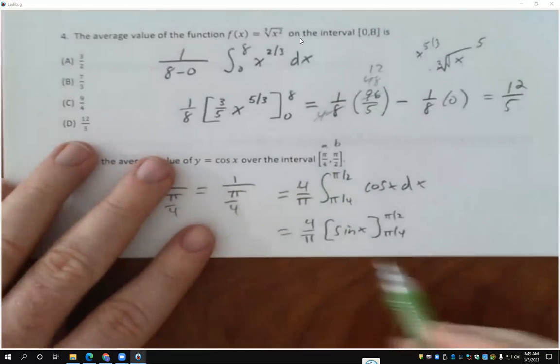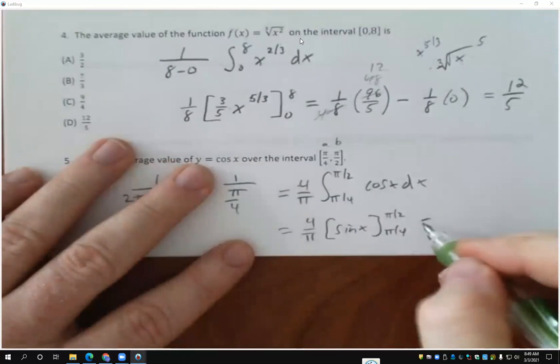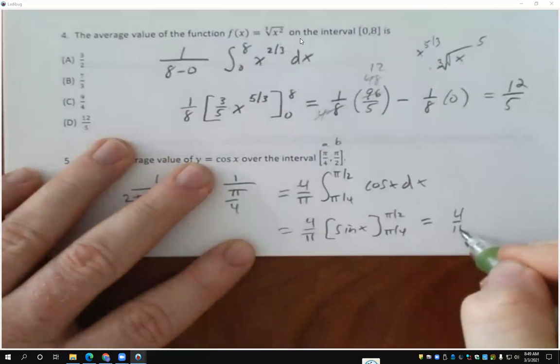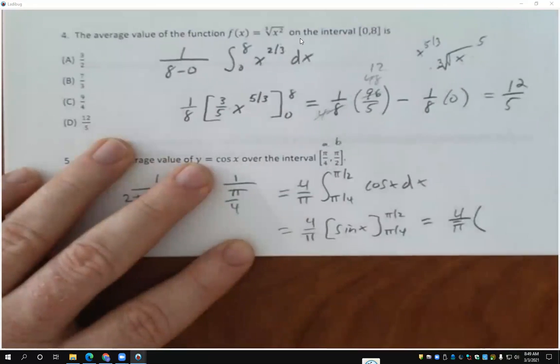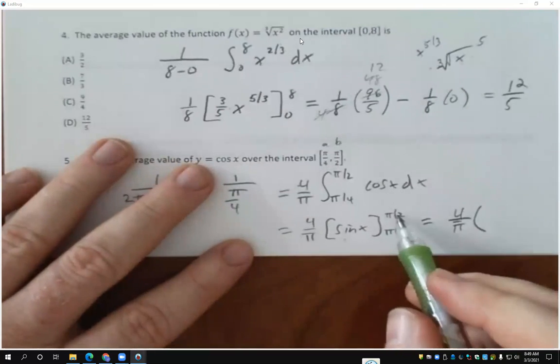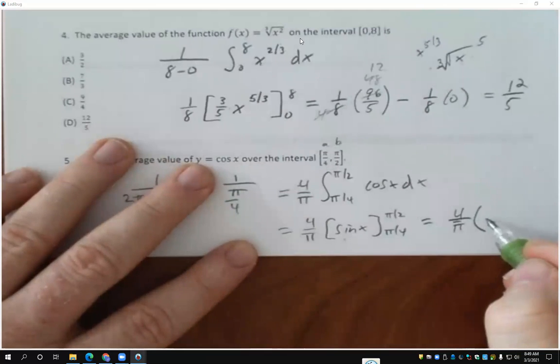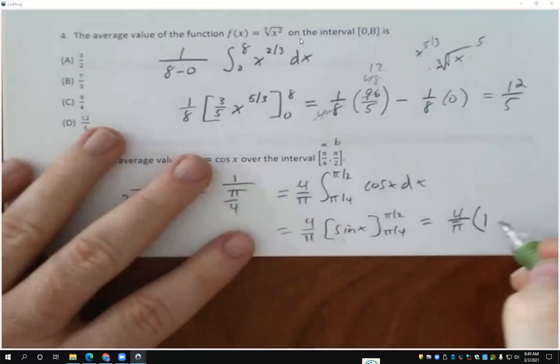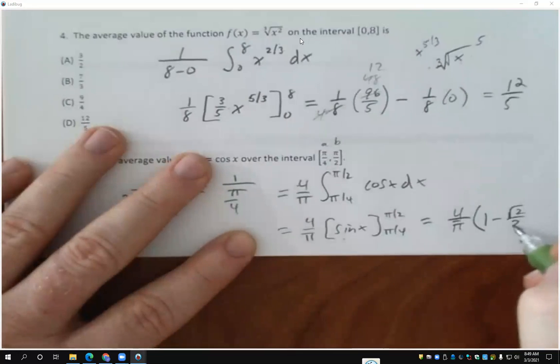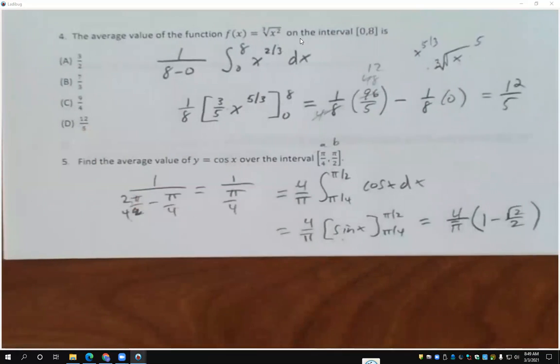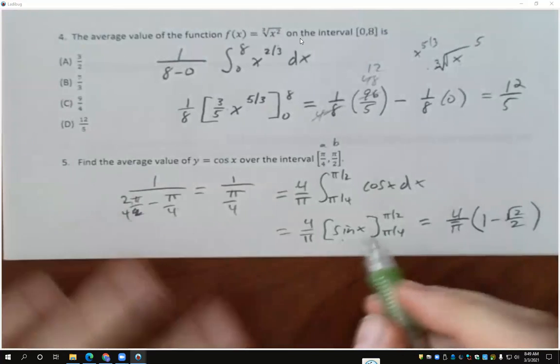So I would not distribute. I would just do this. 4 over pi, and then f of a minus f of b. So the sine of pi halves is 1, and the sine of pi fourths is negative radical 2 over 2. And I believe that is good enough for an answer because it's free response. It's not multiple choice. So we'll stop there. We do have to evaluate. So we can't just leave it like this.